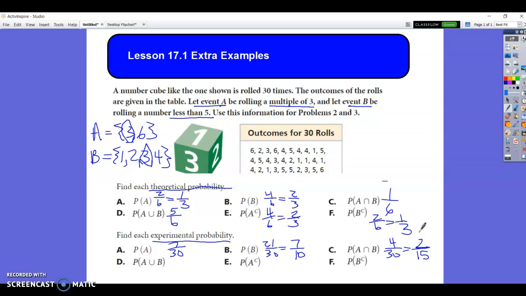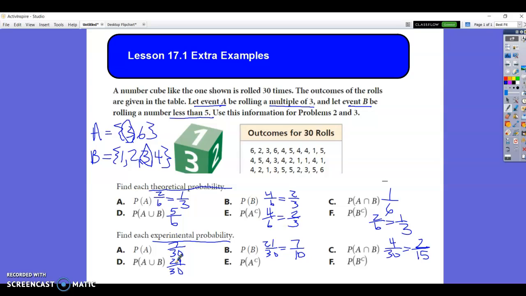All right, D part says union. So we want the union of A and B. So that's everything basically except for 5s. So let's find out how many 5s we had and then just take that away. So we've got 1, 2, 3, 4, 5, 6. So if there's 6 5s, that means there are 24 out of 30 that are not.